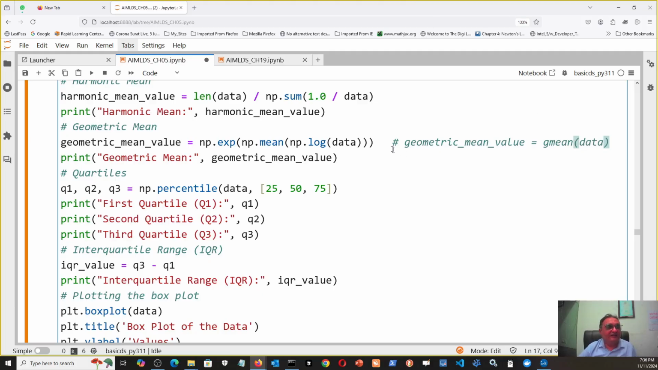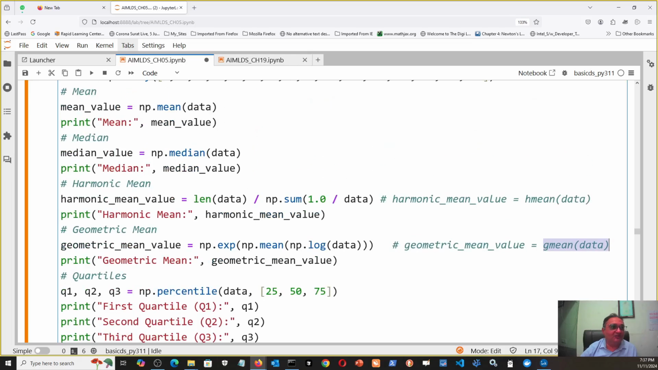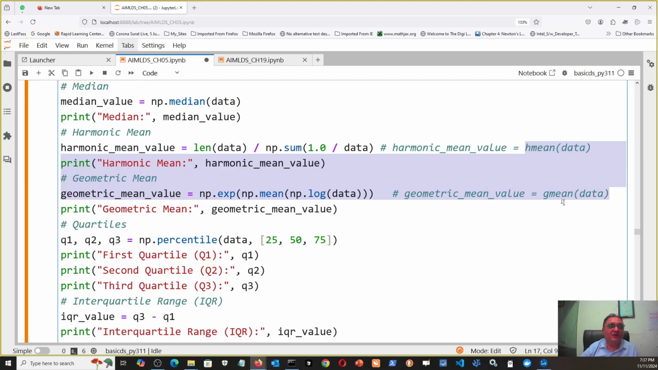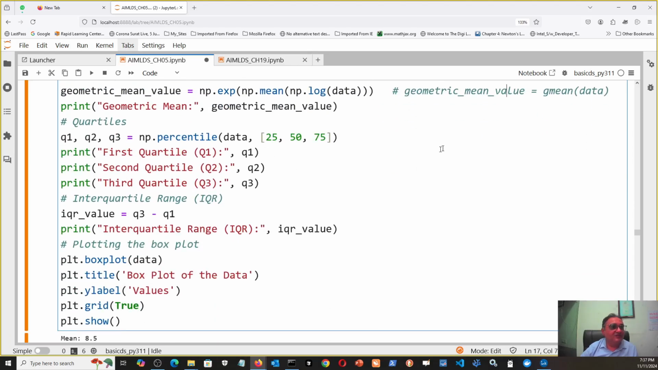Similarly, for the harmonic mean you can just use one line of code: the harmonic mean value is equal to hmean of data. But you should remember that, unfortunately, these two functions are not available in NumPy. So you have to import NumPy for the rest of the calculations, and for these two you have to import SciPy. Fine, but this much we have already done.